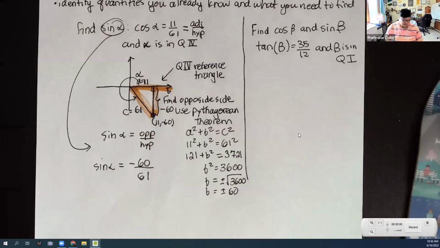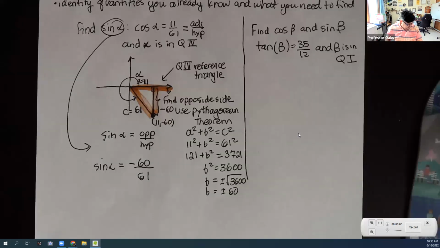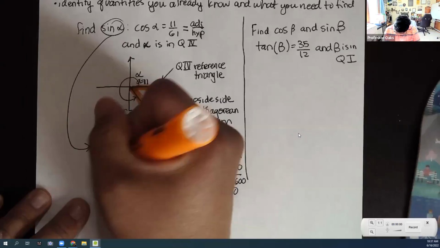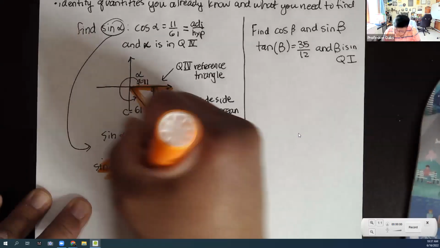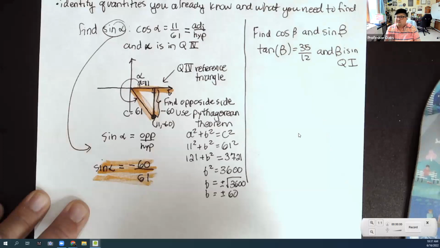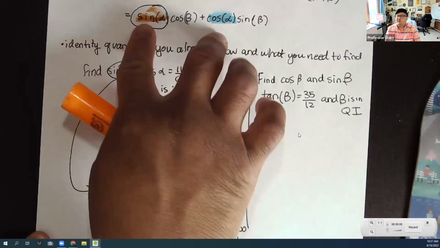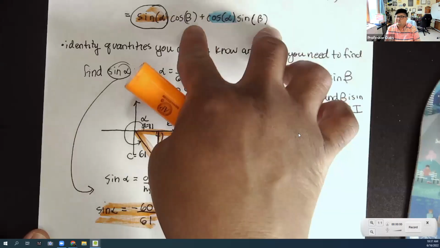So I know that is actually negative 60 over 61 then. Where is that at? Yeah, so that would be the value that gets substituted in, right up there. So we have 2 of the 4 values that we need now.